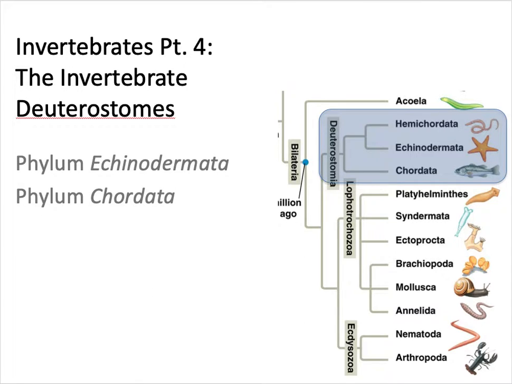Cover the last lecture of our invertebrates. Invertebrates Part 4, the invertebrate Deuterostomes. So the two phyla we'll be talking about are the echinoderms and the chordates. We will not be covering the hemichordata.